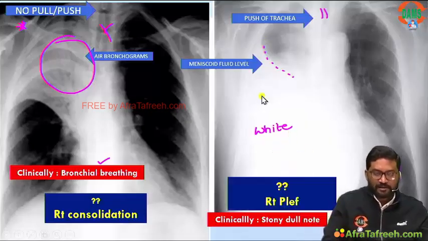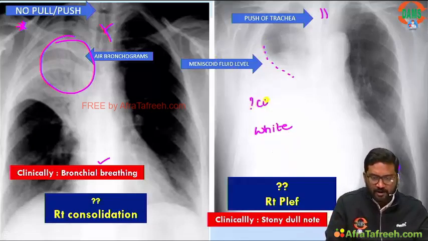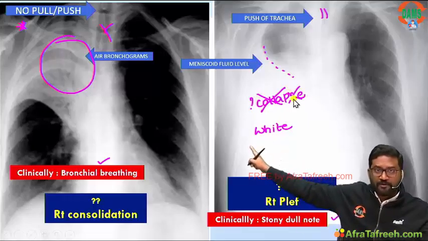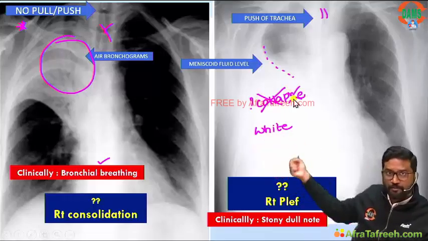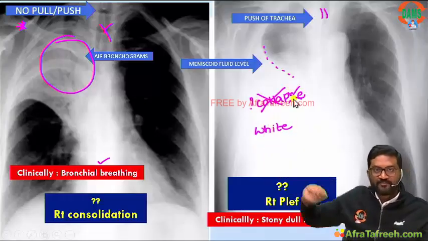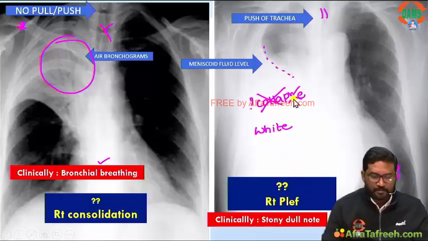Now somebody tell me why this is not collapse. Why this is not collapse? I am striking off collapse here. Why this is not collapse? Because collapse will also be white, homogeneous, but it will pull. This is push. So it is pushing the mediastinum to the opposite side.